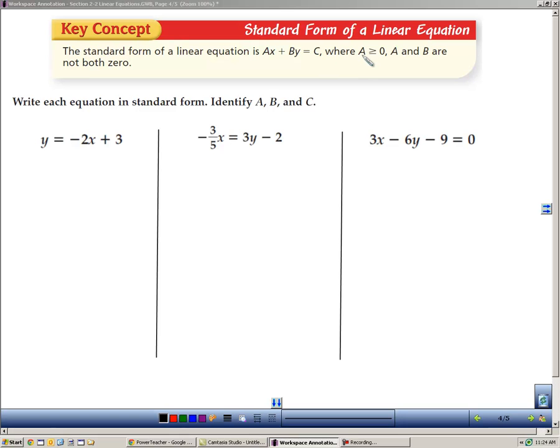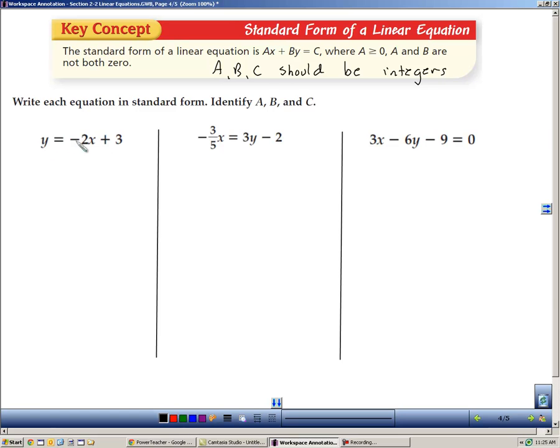Now one thing you have to know, a is greater than 0, which means we always want the a to be positive. We don't ever want a negative a value. That keeps all of our answers uniform, so we can all be talking about the same thing. Also, a and b cannot both be 0. And one thing that they don't say here, a, b, and c should be integers. We typically want standard form to exist without fractions or decimals. We'd like integers. So we want to write each equation here in standard form and then figure out what the a, b, and c are.